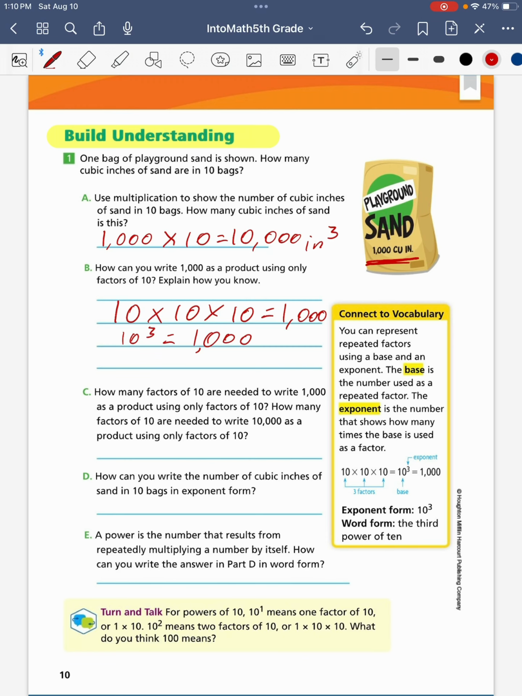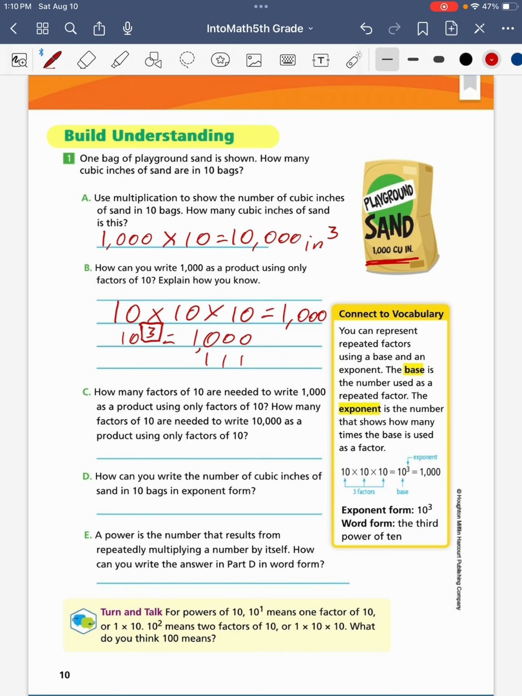A handy trick to remember with our exponents is as long as we are in base 10, the exponent that we have here tells us the number of zeros that we should have in our solution. So if I am doing 10 to the third power, that 3 as my exponent says that I should have 3 zeros.